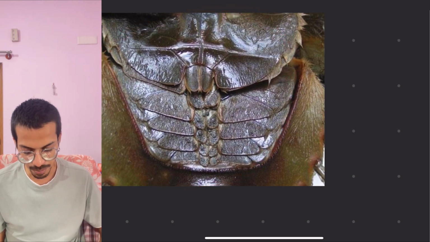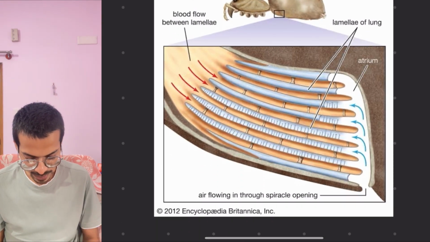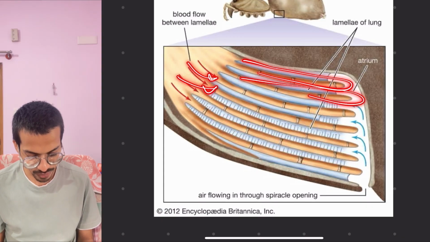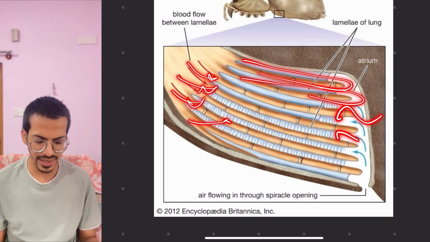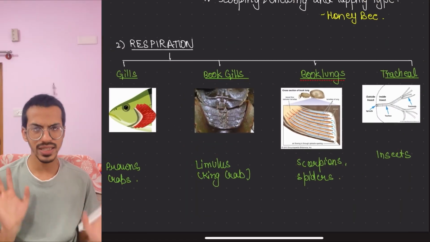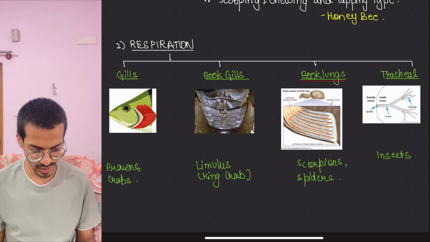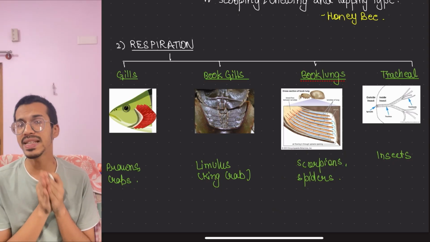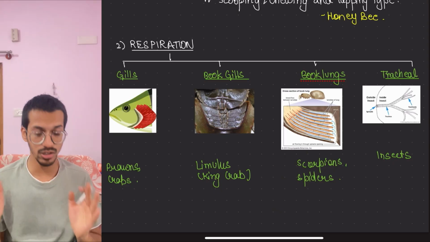And the last is book lungs. If you see the book lungs, what are they? These are chambers where the blood flows, oxygenated and deoxygenated, so that kind of exchange takes place over here. Book lungs are seen in scorpions and spiders. Please remember the name and the examples. Match the following can come in your syllabus.